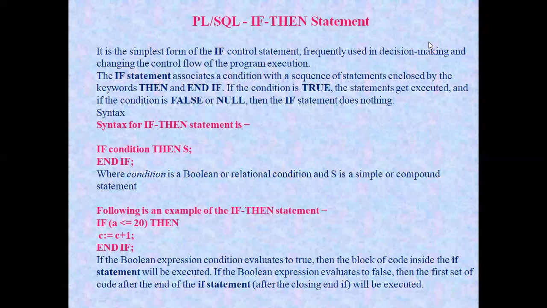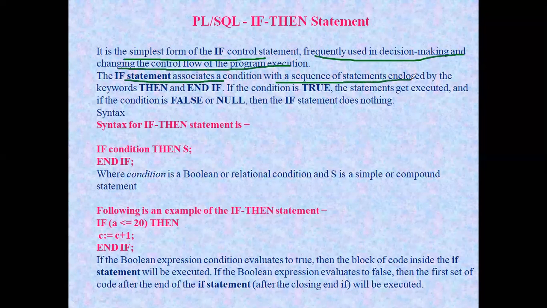So now we will discuss these in detail. So the first is the if-then statement. It is the simplest form of if control statement, frequently used in decision making and changing the control flow of the program execution. The if statement associates a condition with a sequence of statements enclosed by the keywords then and end if.